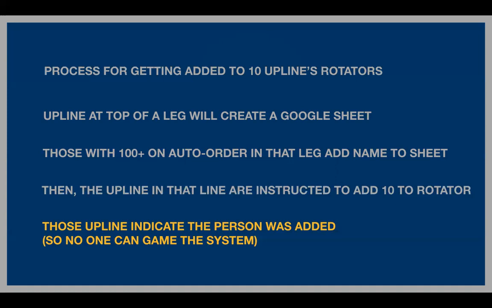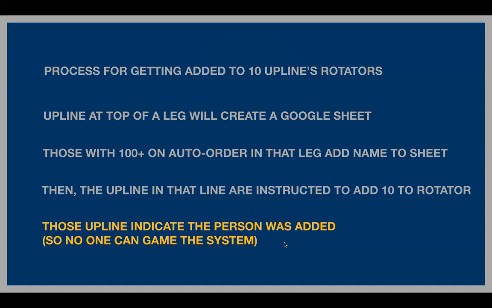So we're going to make sure that when you add someone to your marketing rotator, you're going to indicate on the Google sheet who you added. So once everyone sees that someone's been added to 10 different uplines' marketing rotators, that person doesn't get added anymore.